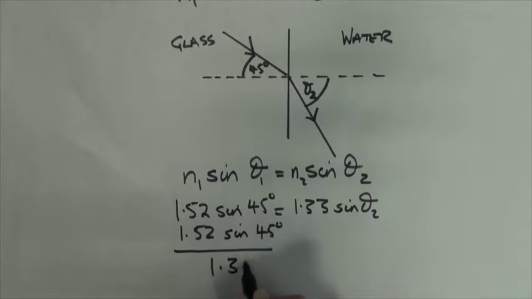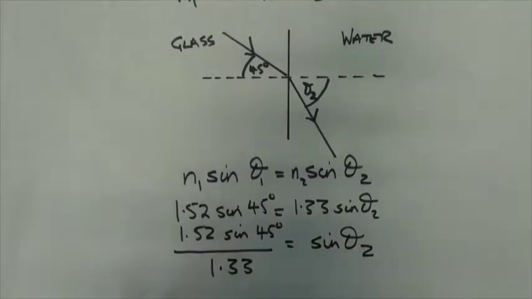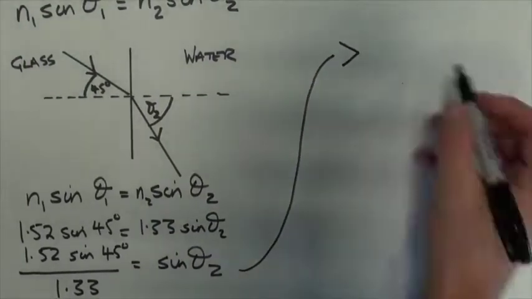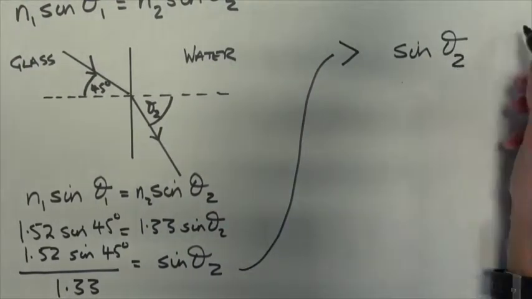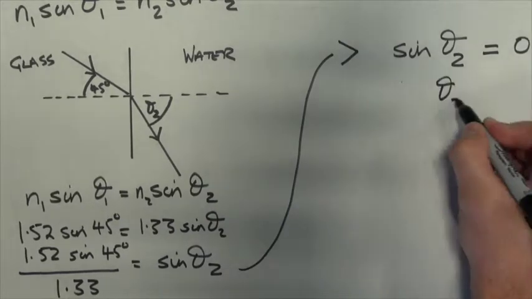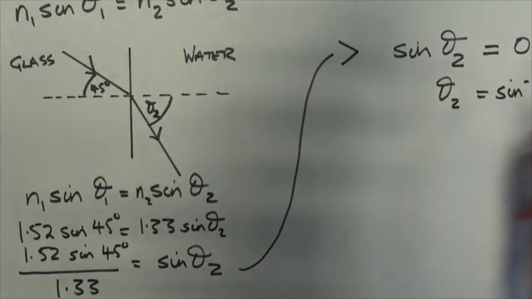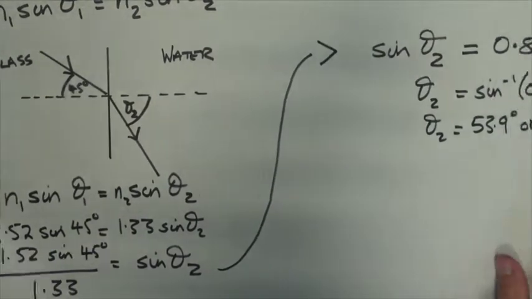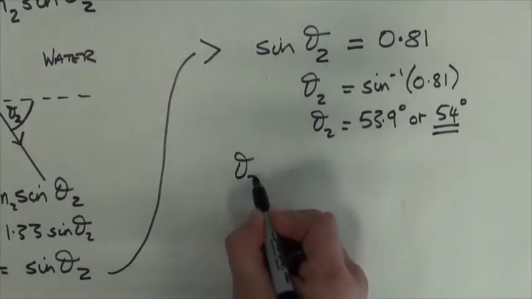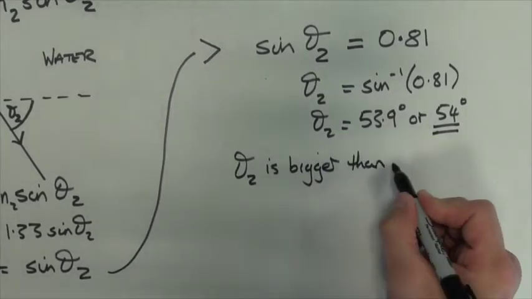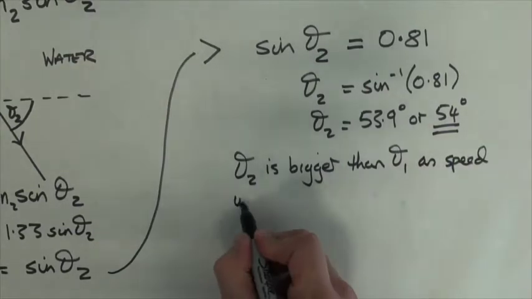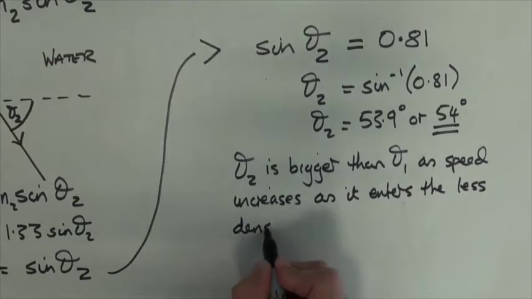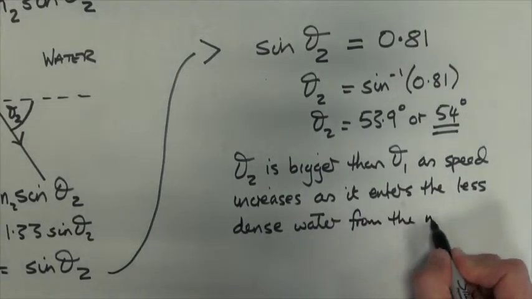Now I take the 1.33 to the other side to give me sine theta 2. As I solve this, I know that sine theta 2 is going to equal 0.81. Then I do the inverse sine of 0.81, which is going to give me 53.9, which I can round up to 54 degrees. Okay, so theta 2, as we know, is now going to be bigger than theta 1 as the speed increases as it enters the water, because the water is less dense than the glass.